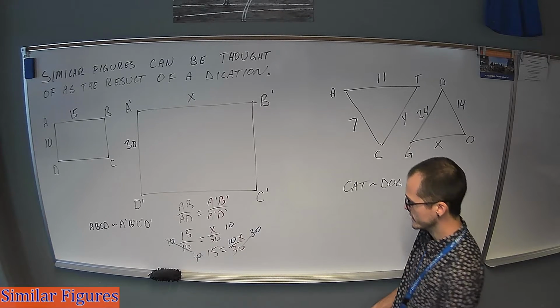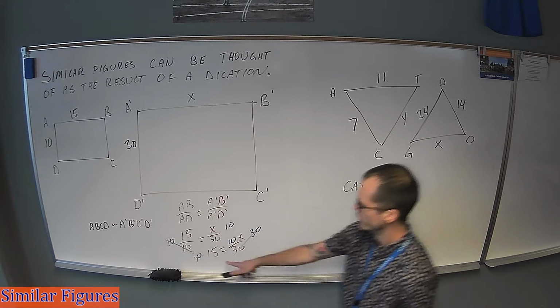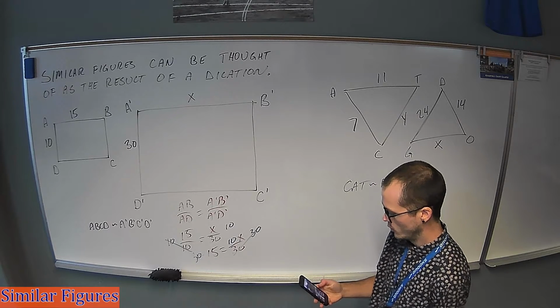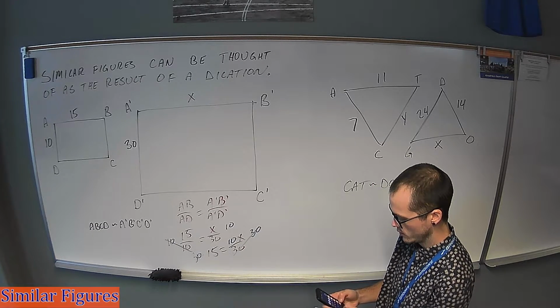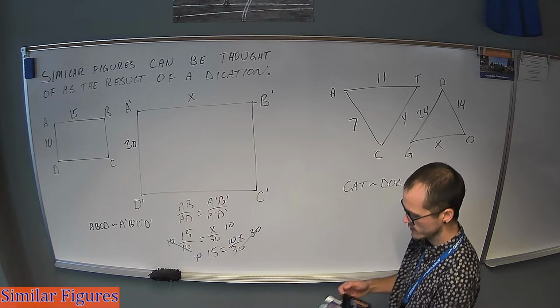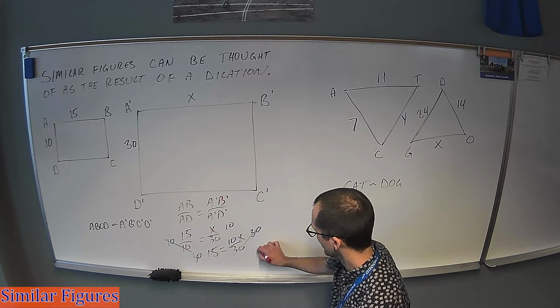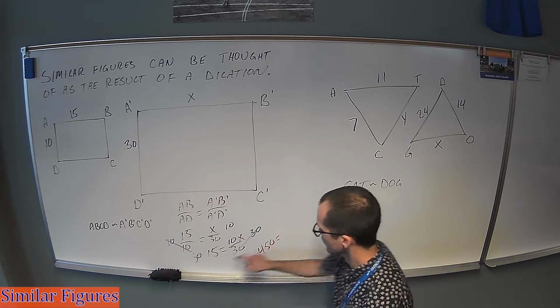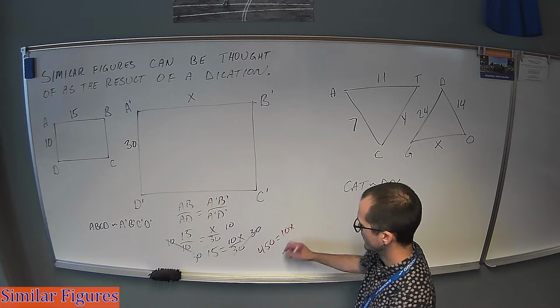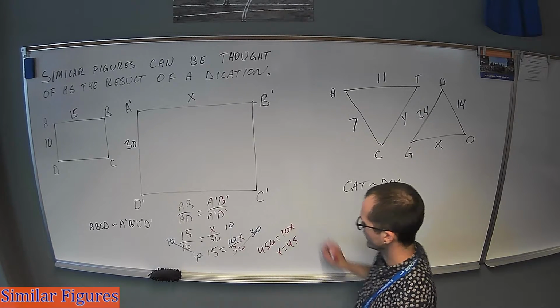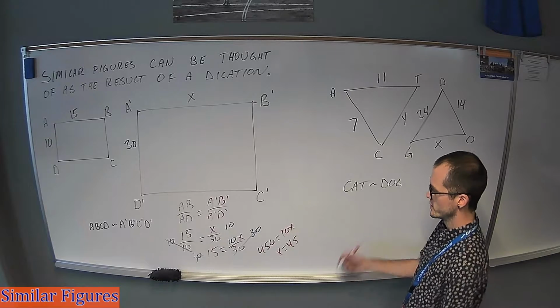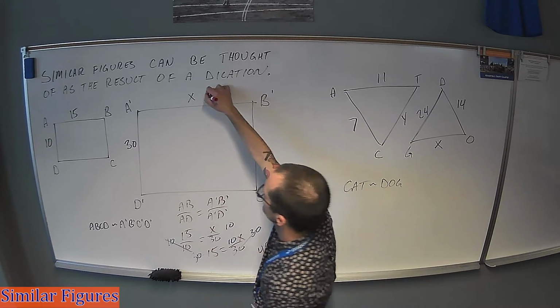Now, I'm realizing I need my calculator. So 30 times 15, opening up my calculator, 30 times 15 is 450. So I learned that 450 equals 10x. Divide both sides by 10, x equals 45. Okay, so what's that mean? That means the length right here is 45.